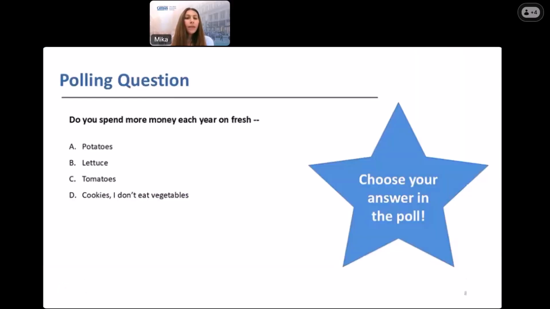So we want to begin with something fun. We're going to do a poll. You should see a poll pop up on your screen. And we are asking, do you spend more money each year on fresh A, potatoes, B, lettuce, C, tomatoes, or D, cookies, because you don't eat vegetables? So we're going to give you a few seconds to answer the poll.